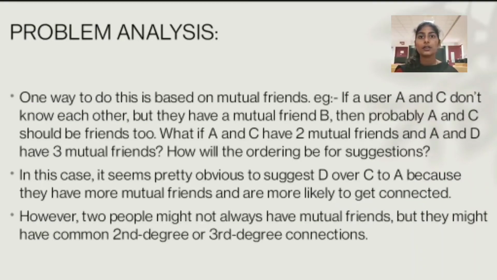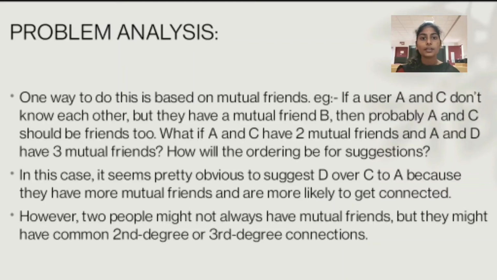Problem solving: one way to do friend suggestions is based on mutual friends. For example, if users A and C do not know each other but they have a mutual friend B, then probably A and C should be friends too. What if A and C have one mutual friend and A and D have three mutual friends? How will the ordering be for suggestions? In this case, it seems pretty obvious to suggest D over C to A because they have more mutual friends and are more likely to get connected.